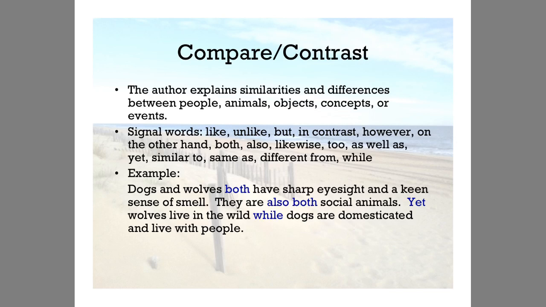And as an example here, dogs and wolves both have sharp eyesight and a keen sense of smell. They are also both social animals. Yet wolves live in the wild while dogs are domesticated and live with people. So all of those signal words that I've highlighted in blue help you see that I'm describing how dogs and wolves are similar and also how they are different. And those signal words give me clues that this is indeed a compare-contrast text structure.